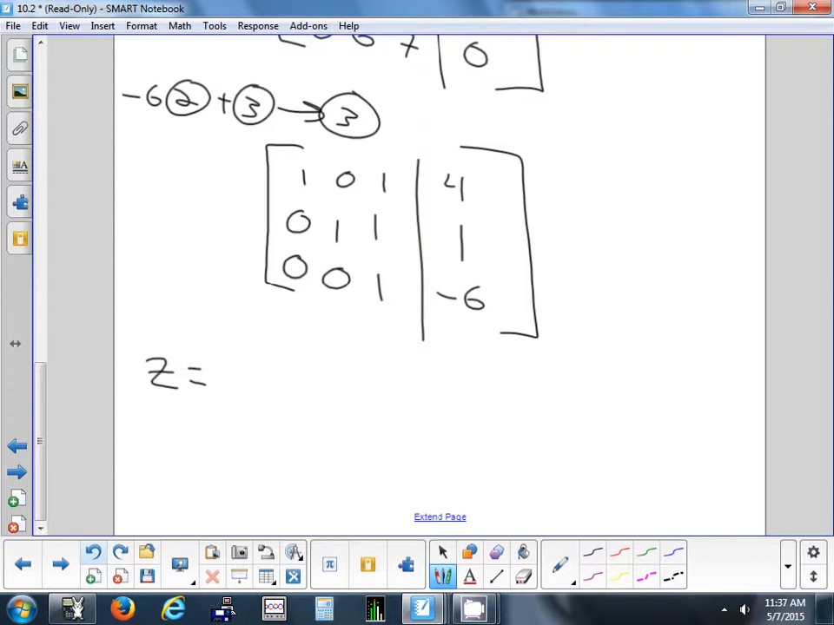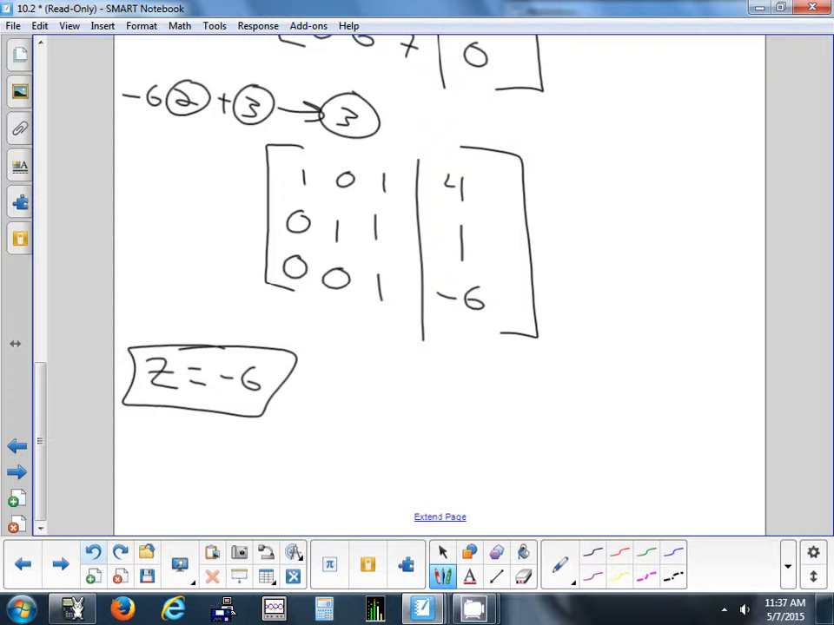Yeah? -6. Yeah. 0x plus 0y plus 1z equals -6. Z equals -6. Okay, now go back up to your second equation. Because we only have zeros below the main diagonal, we've got to do this substitution.